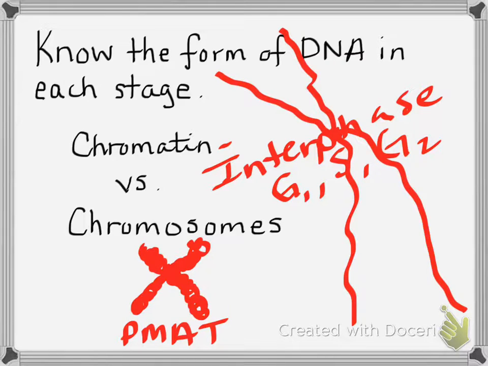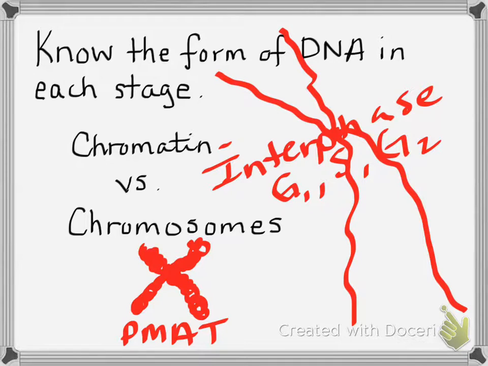So if you glance up at my drawing, I'm sorry, I kind of wrote it down for you. But this is chromatin, and we find it during interphase. Now, what is this? G1, S, G2. Why did I write that? Because that is interphase. Correct? Okay. Now, this is a chromosome.